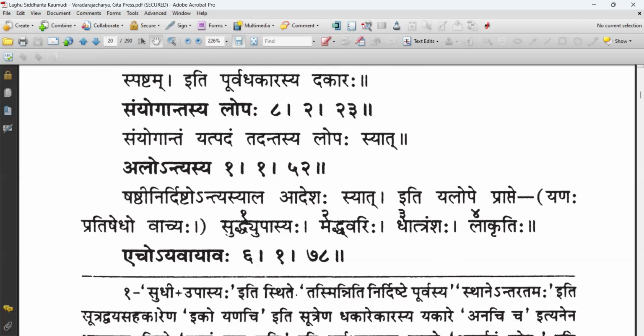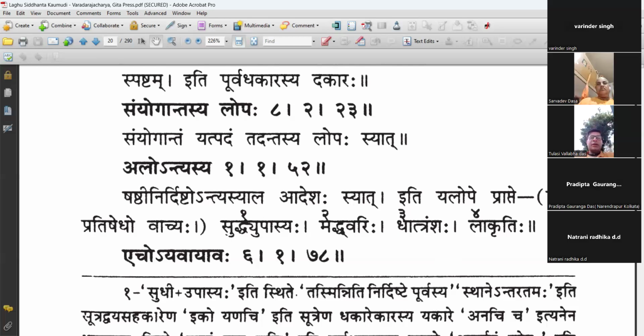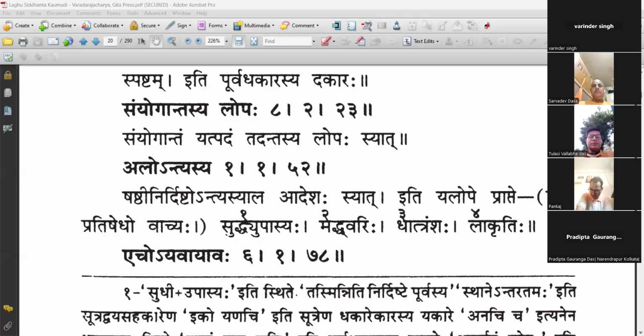Is it clear or not? Tell me. Padma Radha Devi, did you understand something? Clear. Prabhuji, one thing. When we are doing Iko Yanachi, in that we are looking at U, meaning Ach, right? In Samprasaran, how will we change? No, in Samprasaran, it's a special instruction.